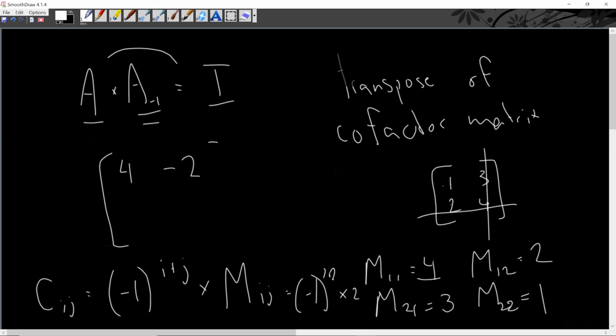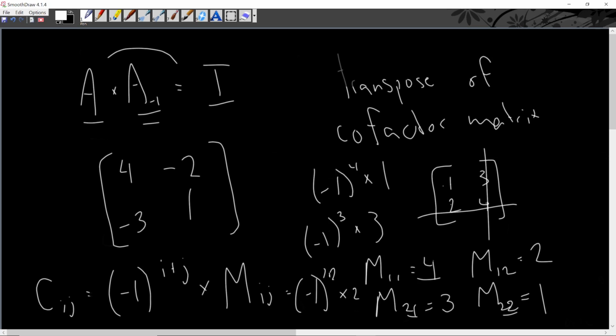And then negative 1 to the power of 2 plus 1 for M21. It's also going to be negative 1 to the power of 3 times 3. So that's going to be negative 3. And then negative 1 to the power of 2 plus 2, so 4, times M22, so that's going to be 1, so that's going to be positive 1.